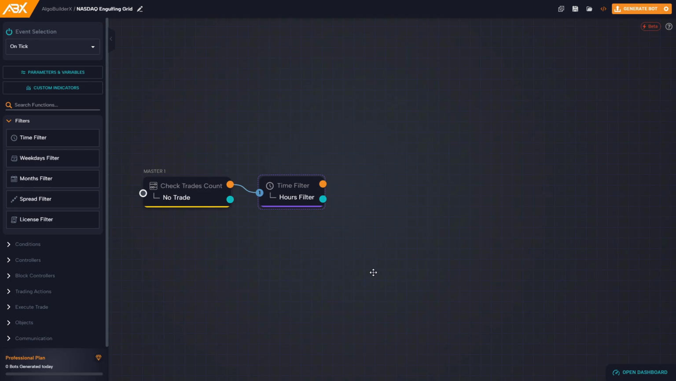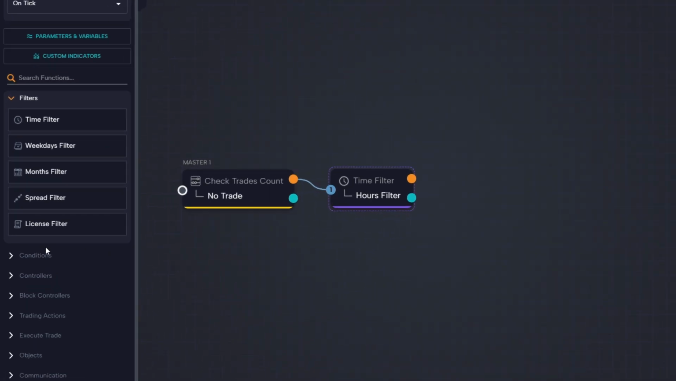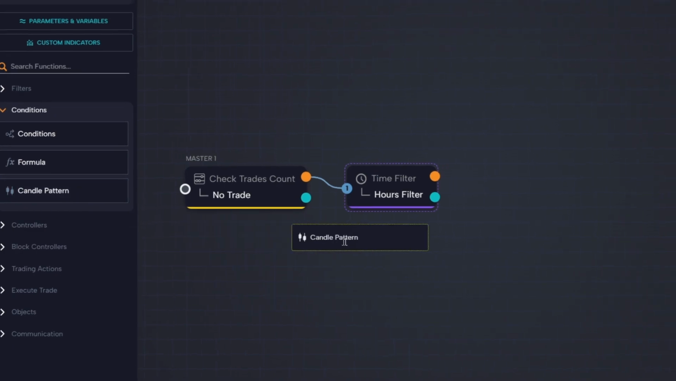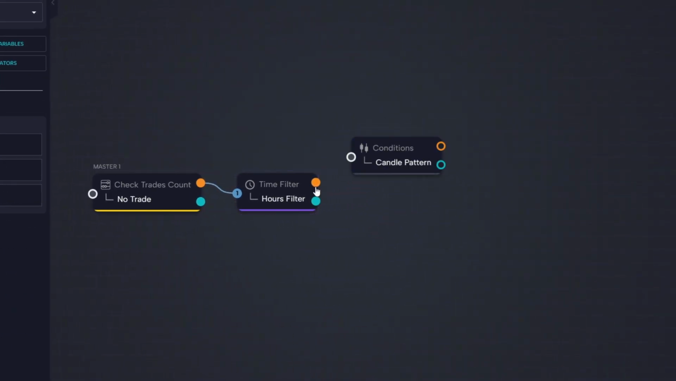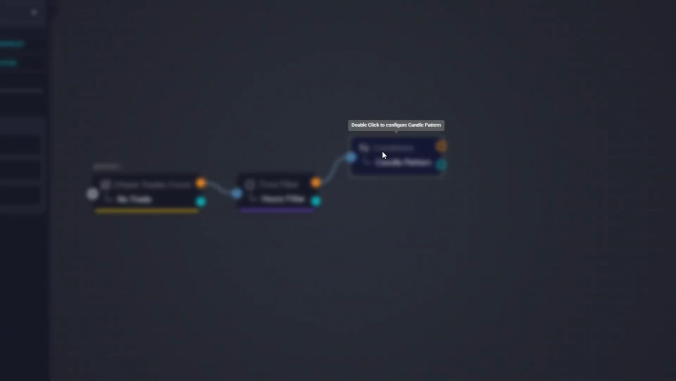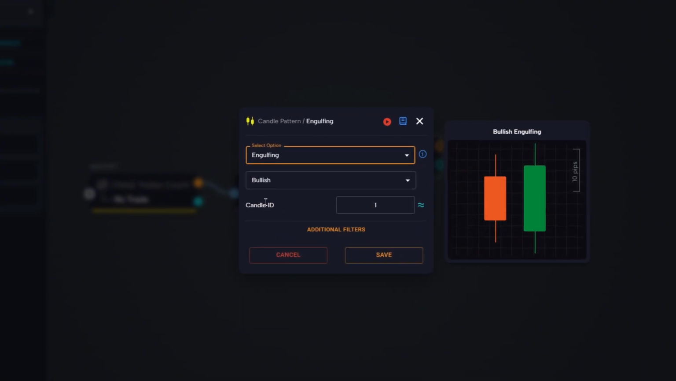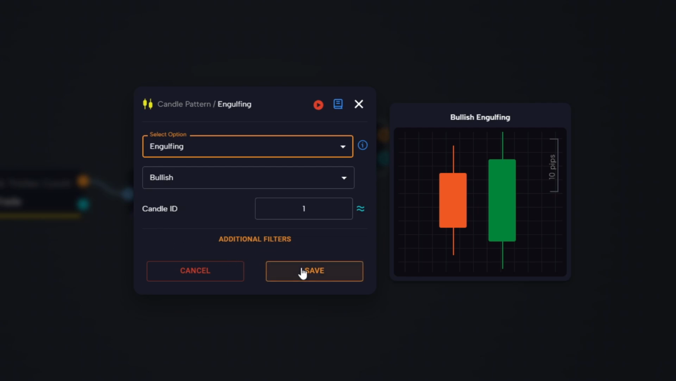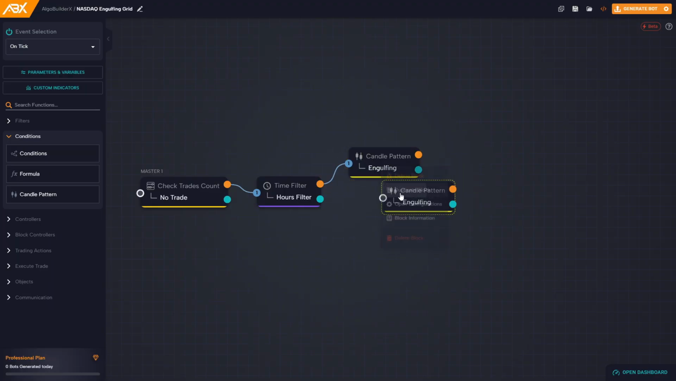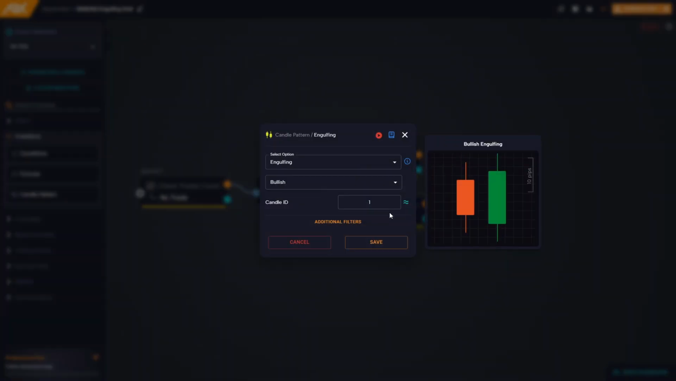Next, we define our trade entry conditions using the engulfing pattern. We drag the candle pattern block and set it to engulfing bullish. This means that whenever a bullish engulfing pattern forms, the bot will enter a long position. We then duplicate the block and set it to engulfing bearish, which will detect bearish reversals and generate sell signals.